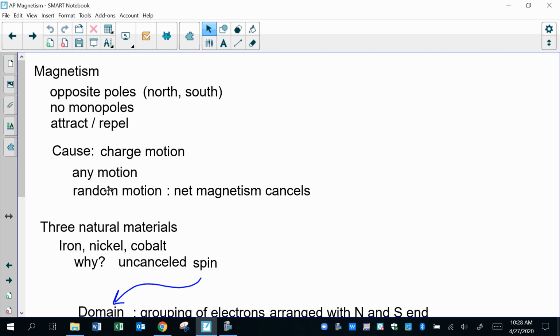Usually we have random motion. For every up moving electron, you've got a down. For every clockwise, you've got a counterclockwise, and basically everything just cancels out. These three materials, iron, nickel, and cobalt, are able to get uncanceled electron spin. So we can get all their electrons spinning the same way, and they behave like a magnet. Any permanent magnet that you have to play with has one of these types of materials in there.